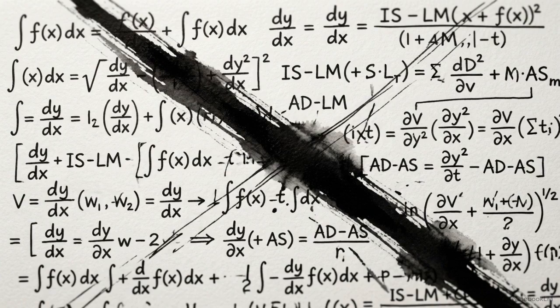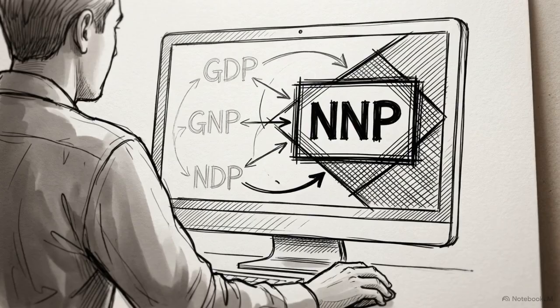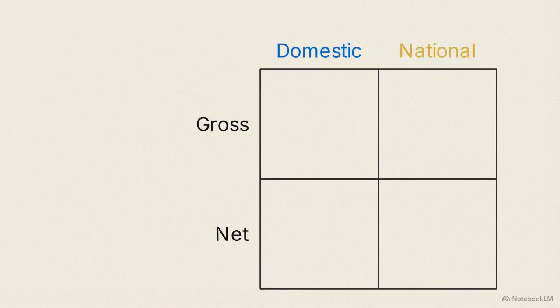Memorizing the underlying formulas is not enough to understand macroeconomics. You have to know how to logically eliminate the wrong metric for a specific policy question. Look at this blank 2x2 matrix. This is the framework we will use to map total economic output. We categorize the data by analyzing gross versus net on the y-axis and domestic versus national on the x-axis.